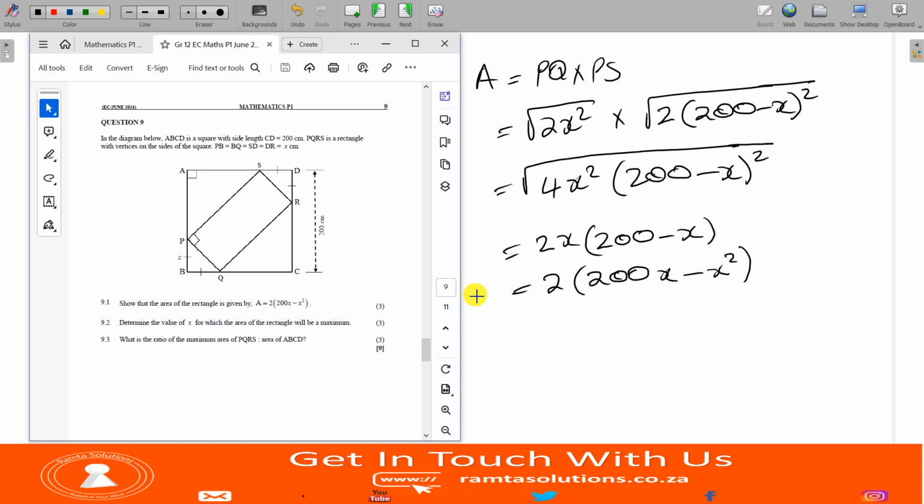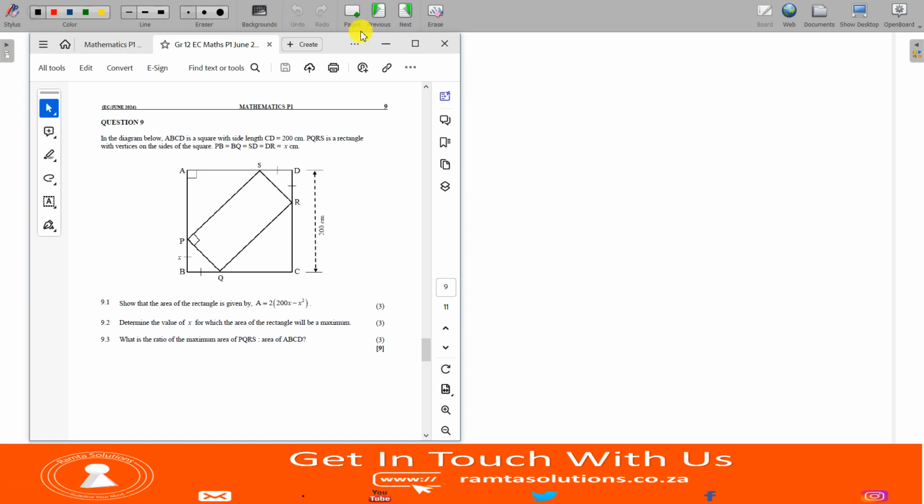9.2 says, determine the value of x for which the area of the rectangle will be a maximum. I understand why they say a maximum, because this is a parabola that is frowning. Let me show you why I'm saying that. This is similar to saying 400x minus 200x squared. Can you see that? It's a frowning parabola. So this value here is what you call a maximum. Okay, perfect. Now let me answer this question.